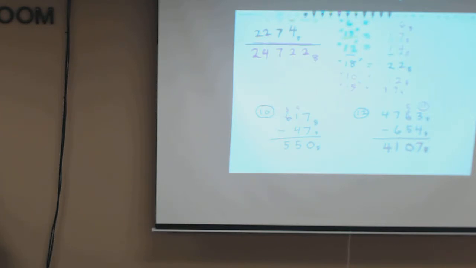Subtraction in base 8. So what do we have here? What's 7 minus 7? That's easy enough. That's just 0. What's 1 minus 4? I'm in trouble. Okay? So watch what I do.